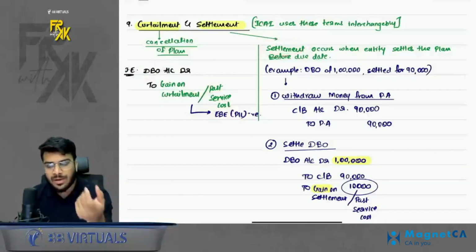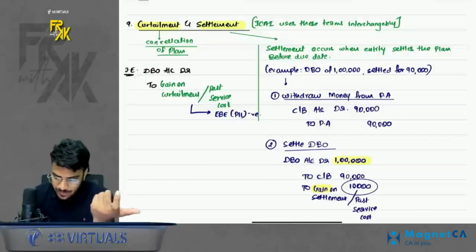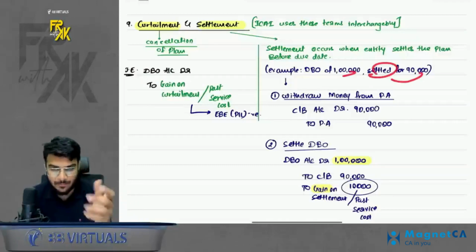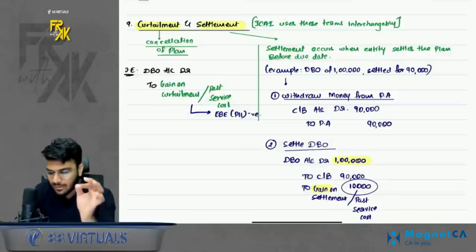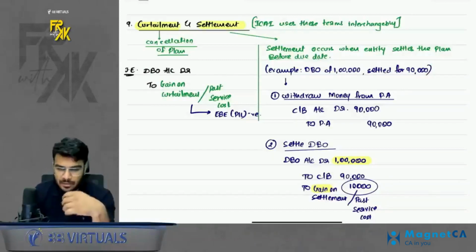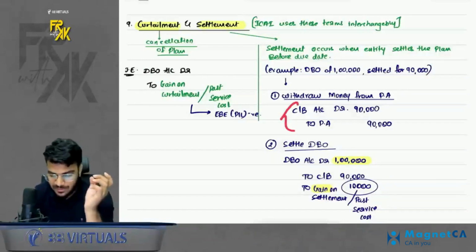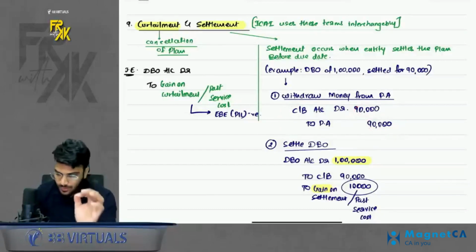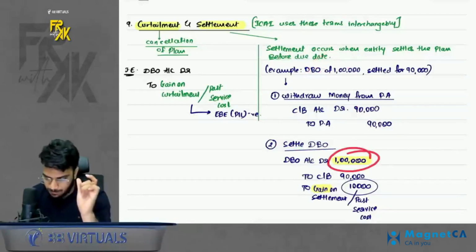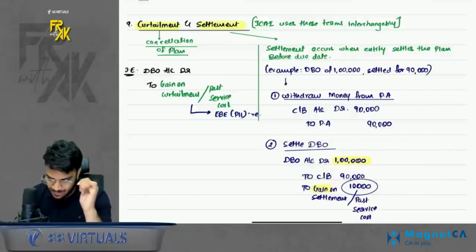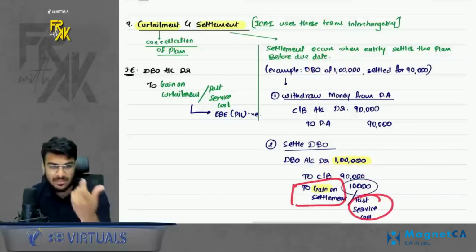Acha. There is one more term, settlement. Settlement happens when you are settling for a lower amount. So let's say DBO worth 1 lakh was settled for 90,000. Here you have to do two things. First, because you have to settle for 90,000, you have to make the payment of 90,000, withdrawing the money from plan asset. So you will say cash bank to plan asset 90,000, and then you will settle the DBO. When you are settling the DBO, do remember you are settling a DBO worth 1 lakh. So liability will get reversed worth 1 lakh, but payment you will make only of 90,000. So the balance will be gain on settlement, or you can also use past service cost.